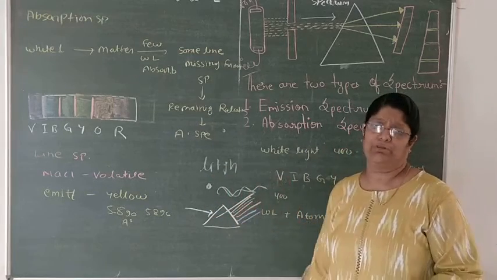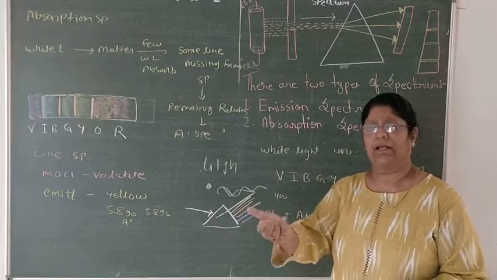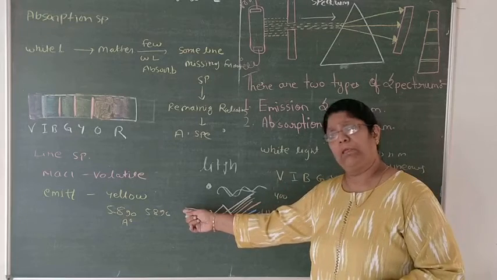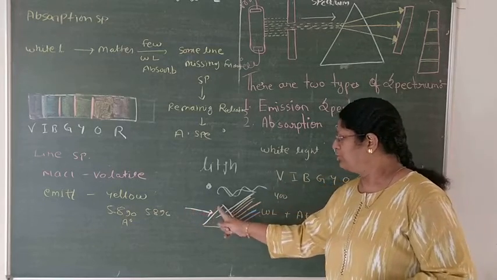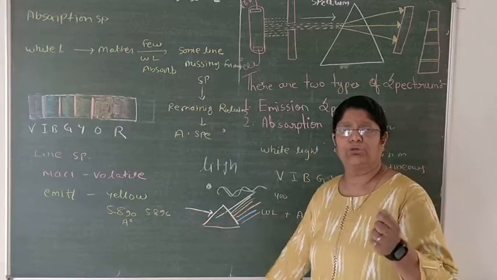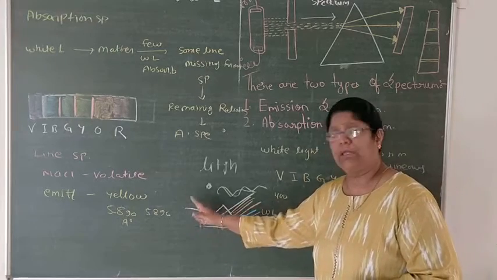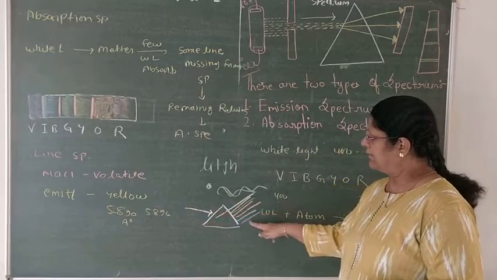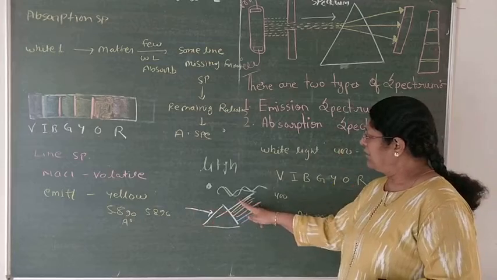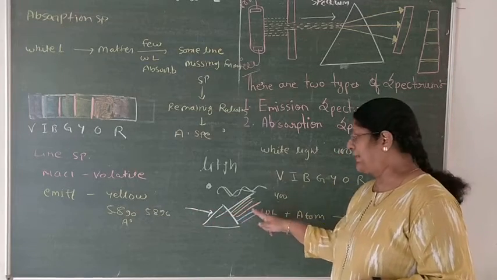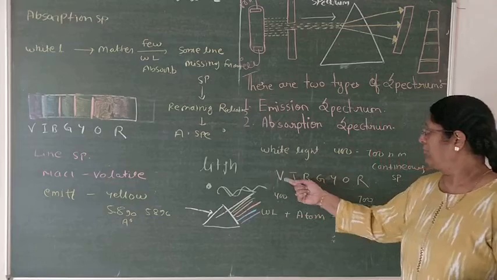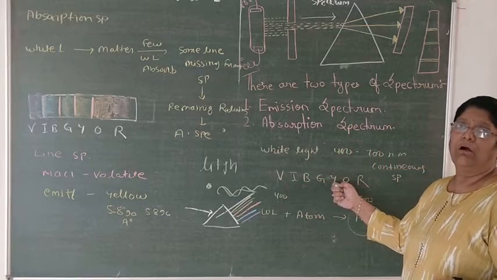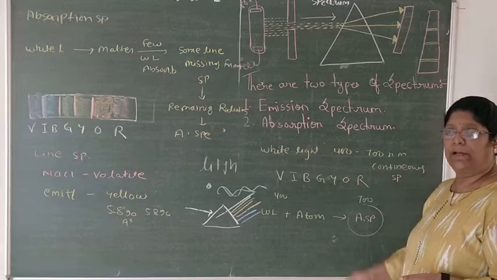Very obvious light which we are getting every day is white light from the sun. If we pass this white light through a prism, it will scatter into 7 colors, which we know by VIBGYOR: violet, indigo, blue, green, yellow, orange and red.